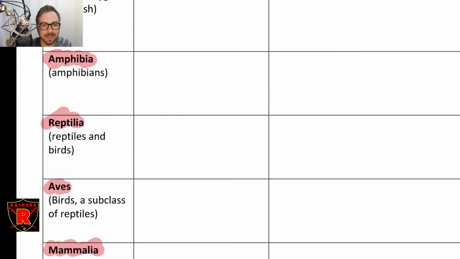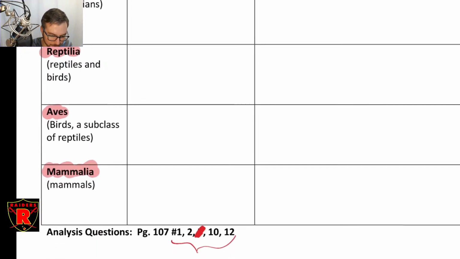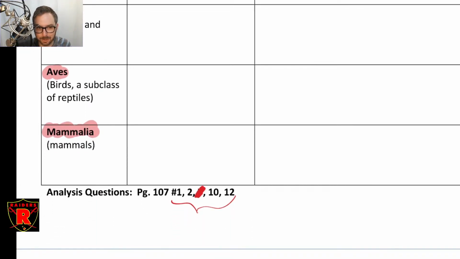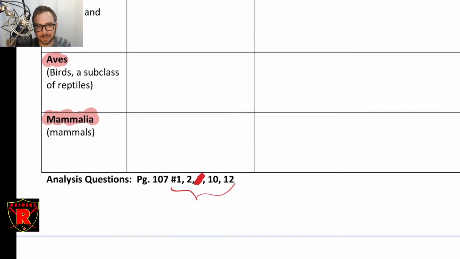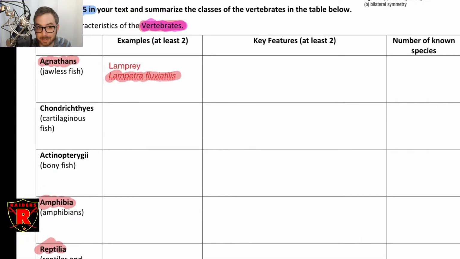Amphibians, which you're probably familiar with. Reptiles, which you're probably familiar with. Reptilia. Aves, which are birds. And mammals or Mammalia, which we are a part of that class. So I'm going to get you to go through and provide 2 examples of each. You may have to look these up.